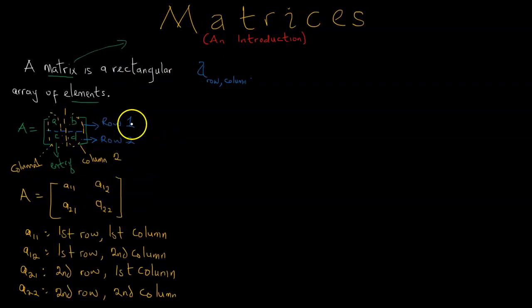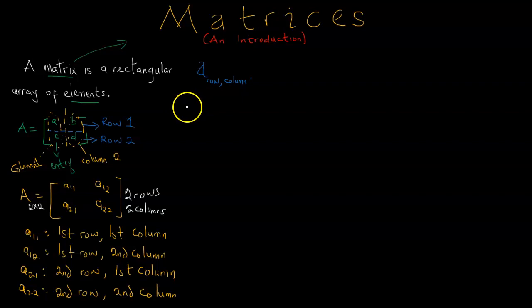The number of rows and columns in a matrix gives it its name. For example, we can see here that this matrix has 2 rows and 2 columns. Therefore, this matrix is going to be called a 2 by 2 matrix. So naming a matrix requires us to obtain the number of rows and the number of columns it has.